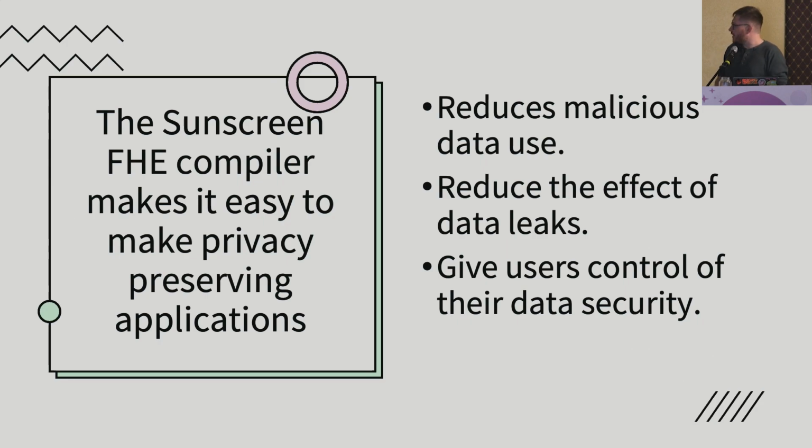So with that, that's the introduction I have to the Sunscreen FHE compiler. The Sunscreen FHE compiler makes it easy to make privacy-preserving applications. It reduces the risk of malicious data use because the data is encrypted and even the server doesn't know what's inside of it. It reduces the effects of data leaks, and also gives users control of their data privacy. Now they are in control of the keys, and they pass off the data to the server, and they know that the server can't do anything with it. The server doesn't know any information about it, and only they can decrypt the results.